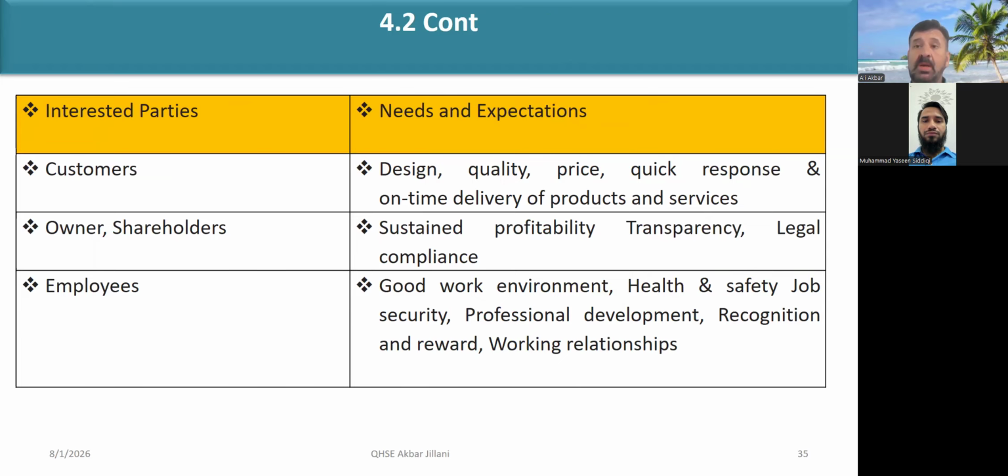Stakeholders. Because if in your business you don't have clients, you will have no business. Similarly, if you have technical employees, they can increase your productivity.